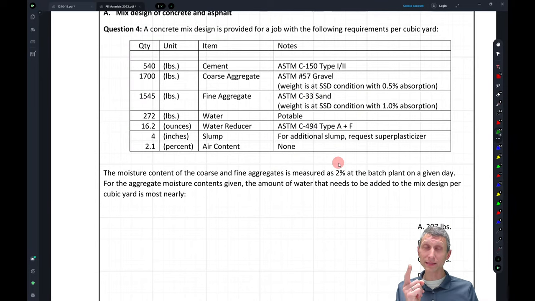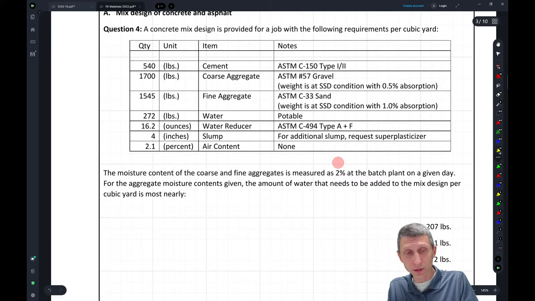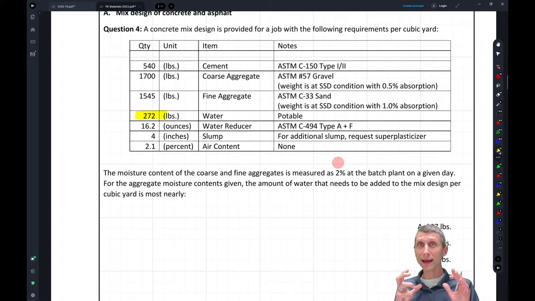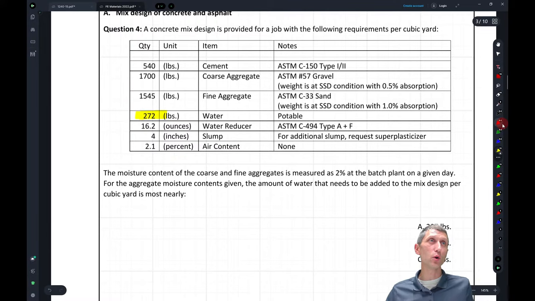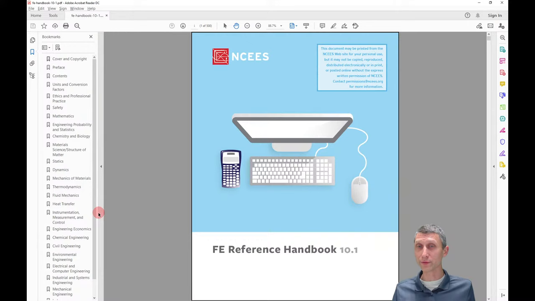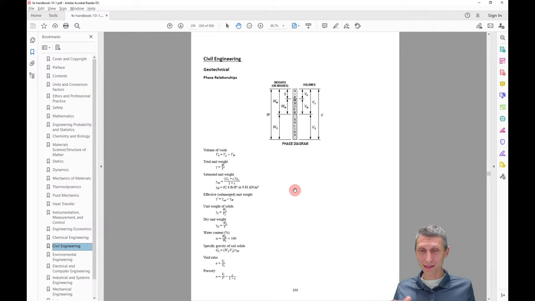Because at the end of the day, what you want to do is add this 272. Okay? So you want to add 272 pounds of water, but first you have to know how much water is in the aggregate already. So there are really no great formulas in the FE reference handbook. If you control F and try to find something about concrete mix design, you're not really going to find it in the concrete section.